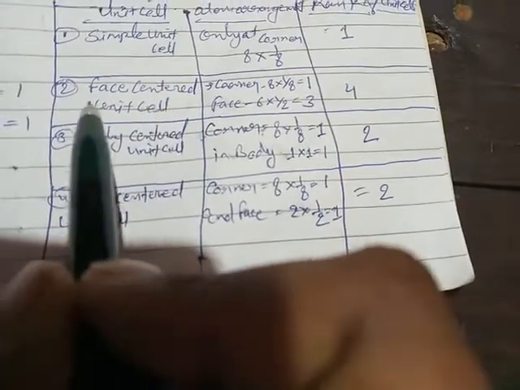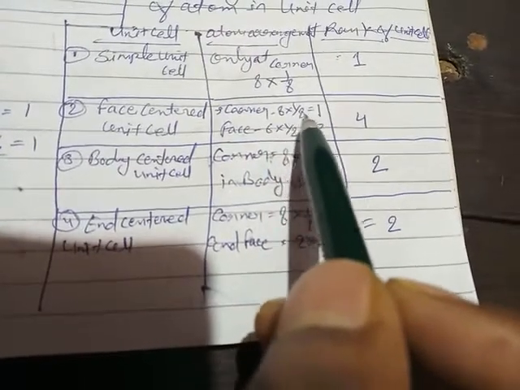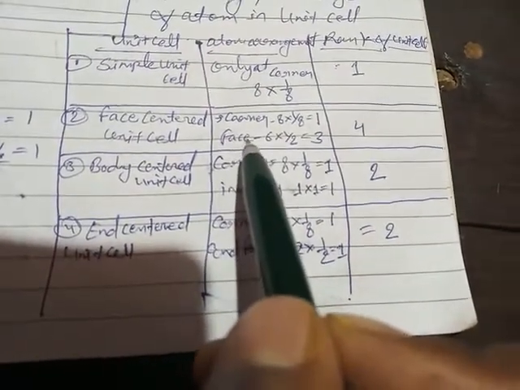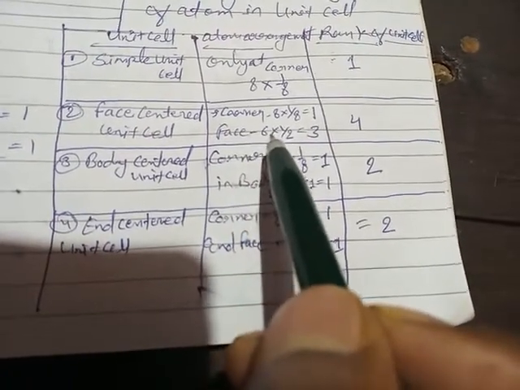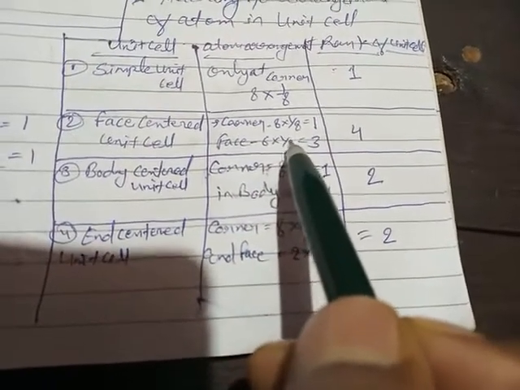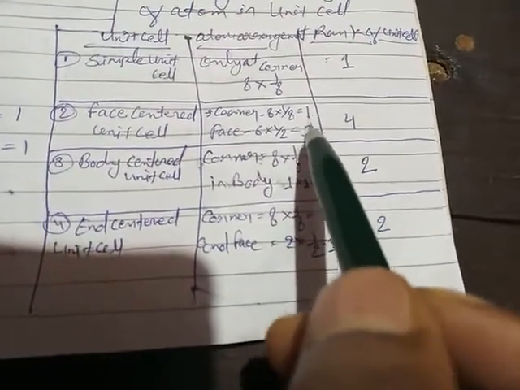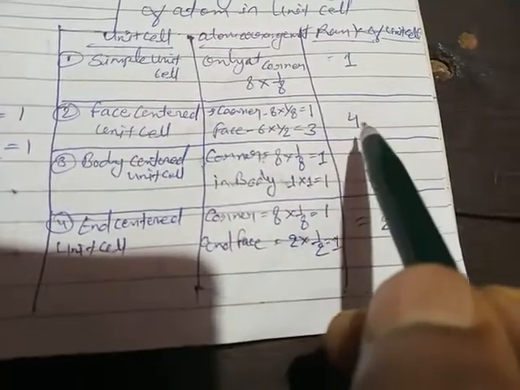And in face centered unit cell, in each corner 8 points are arranged there. 8 into 1 by 8 is equal to 1. Faces are 6. So in each cube, a box-like structure, there are 6 faces. So each face has half an atom. So 6 into 1 by 2 is equal to 3. So 3 plus 1 is equal to 4. It is called rank of the FCC is 4.